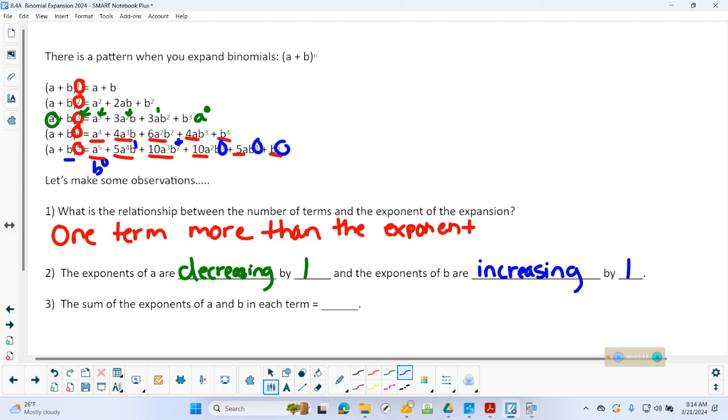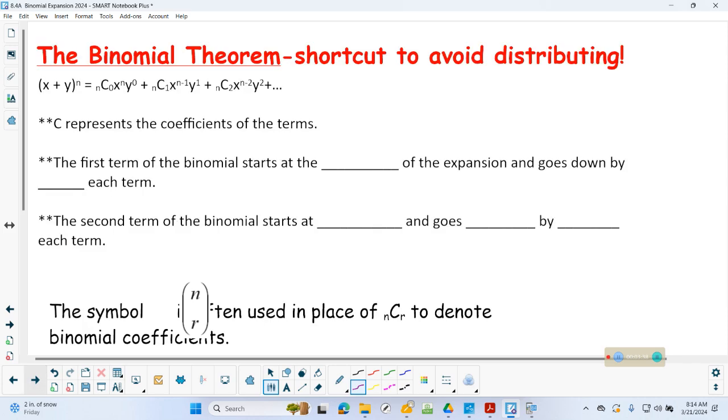Now, the sum of the exponents of each term. So for instance, here we have 1 and 1, 2, 2, 2. They should always total the expansion exponent. Need a bigger blank. So those patterns are always going to be true, because I'm going to be able to do these expansions with only 2 lines of work. I will not have to do a lot of crazy foiling and have a half sheet of paper.